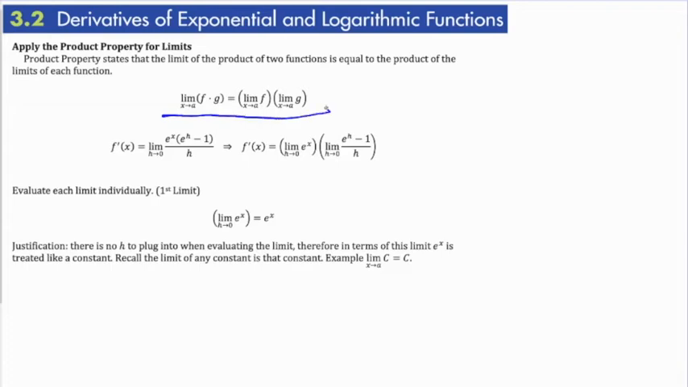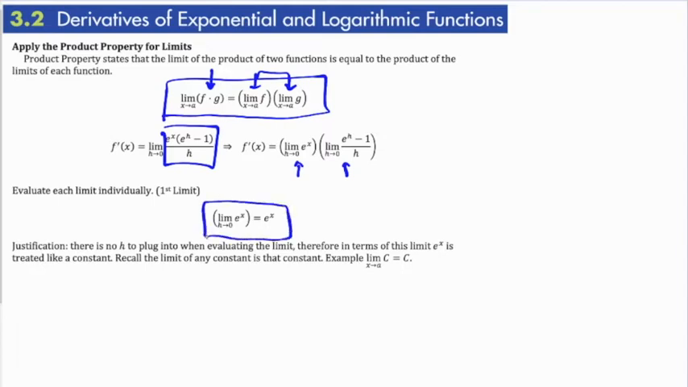So now we can incorporate some limit properties. The limit of a product is equal to the product of the limits. So we can take the product inside the limit and split it into two limits. Well, here's our product. We have e to the x times e to the h minus 1 over h. So we split it up into the product of two limits.